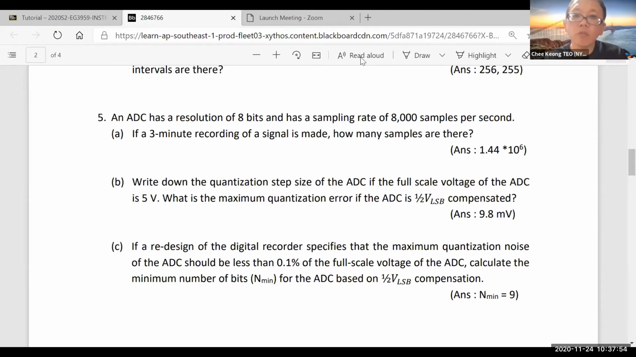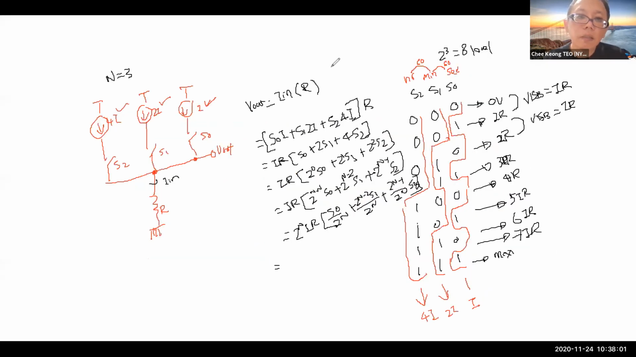So let's go to a blank sheet. Can I clear this? Can I? Can. Yes. Okay, so we talk about question 5, right?